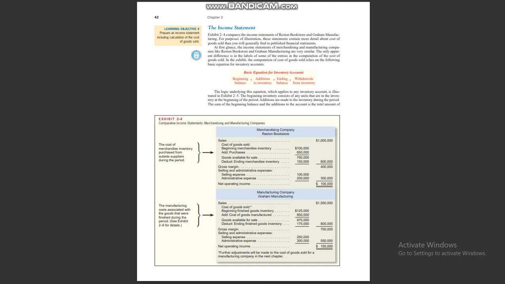Deduct ending machinery inventory 150,000. Gross margin is 400,000. Selling and administrative expense: selling expense is 100,000 and administrative expense is 200,000, totaling 300,000. Then the net income is 100,000.